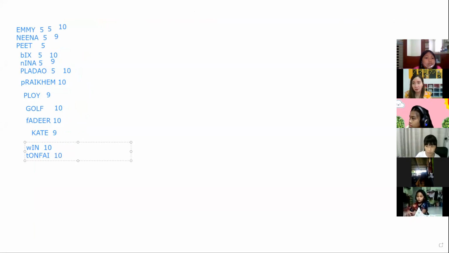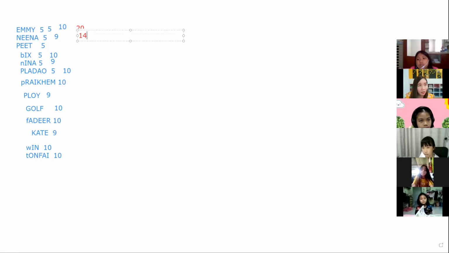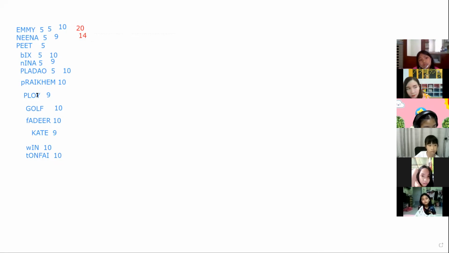Okay, let's add your score. Start with Emmy. Emmy, you got 20 today. Then Nina, you got 14. Okay, Nina, 14. And then Pete. Oh, I forgot Pete. Pete, where is Pete? Pete, not around. Oh, I'm here, teacher.